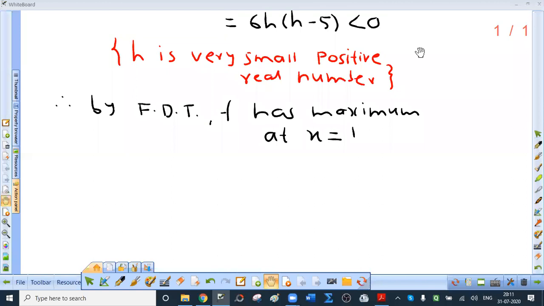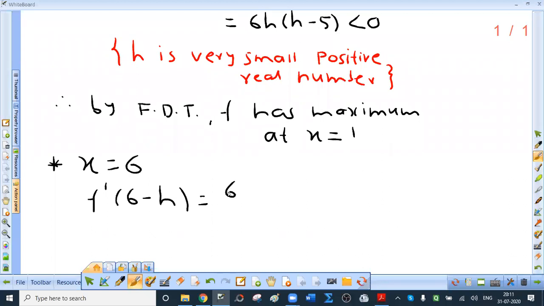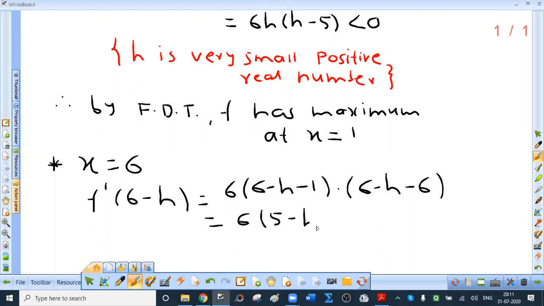Okay, now for x equal to 6, tell me what happens. X equal to 6. What is f dash of 6 minus h? Tell me. See, you have to replace every x by 6 minus h. So this is 6 into 6 minus h minus 1 into what? 6 minus h minus 6. That is what? 6 into 6 minus 1 is 5. So 5 minus h into what? Into minus h. Okay. This is definitely negative.